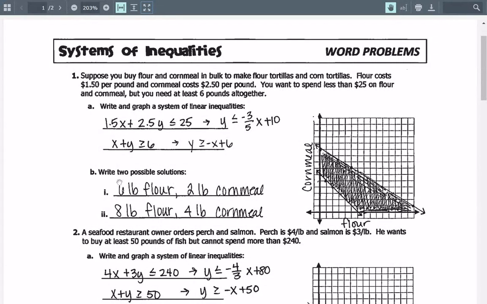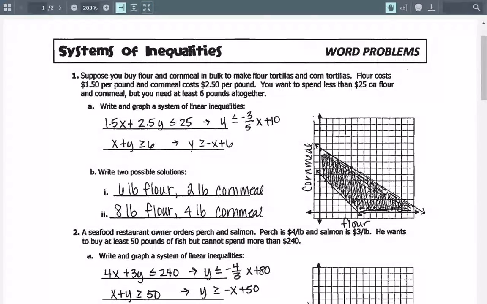This first solution says 6 pounds of flour and 2 pounds of cornmeal. Remember that X is flour and Y is cornmeal. This is from the point 6, 2. If you start at the origin and go to the right 1, 2, 3, 4, 5, 6, and up 1, 2, you will find the point 6, 2 is in the shaded region. And that's why 6 pounds of flour and 2 pounds of cornmeal would satisfy our problem. That would allow us to spend less than $25, and it would allow us to have at least 6 pounds of flour and cornmeal.